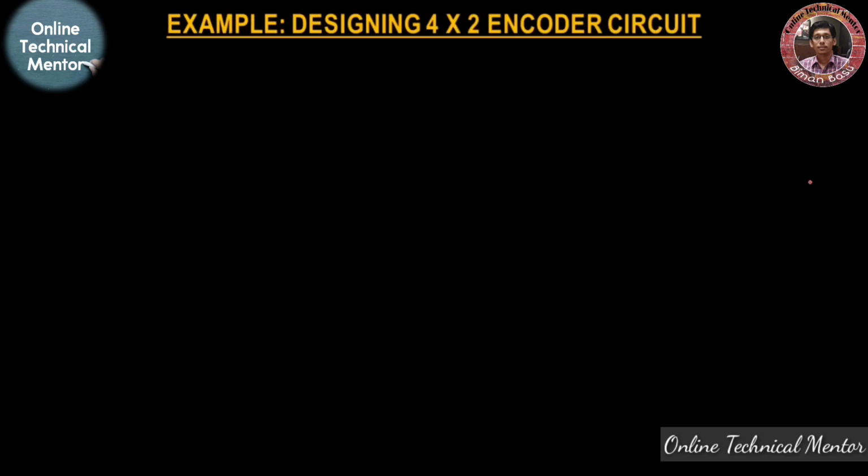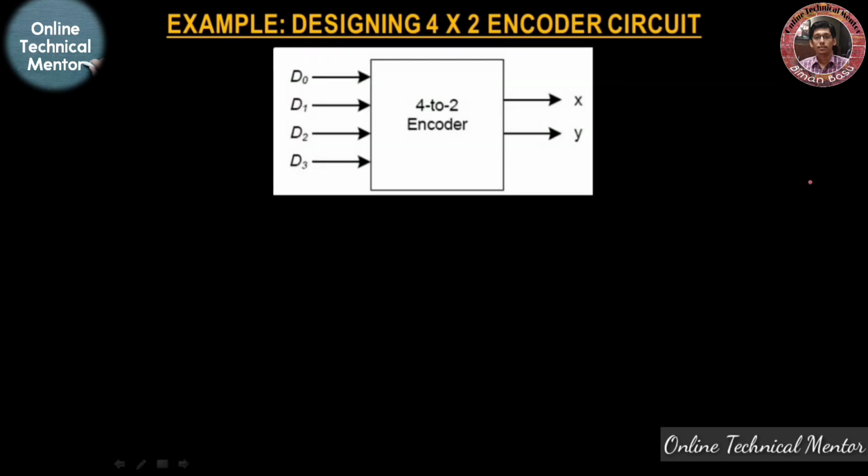Now look at an example. Let's design a 4 cross 2 encoder circuit, where 4 indicates the number of inputs and the value written on the right hand side of the cross, that is 2, indicates the number of outputs. So this is the block diagram of the 4 to 2 encoder where there are 2 outputs named x and y, and as per the definition of encoder, it must have 2 to the power 2, or 4, inputs labeled as D0, D1, D2 and D3.